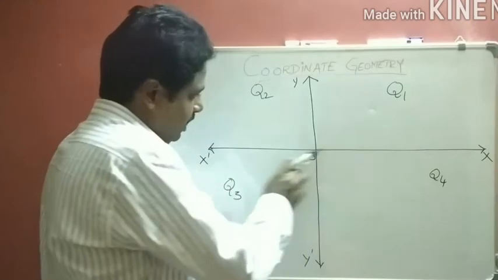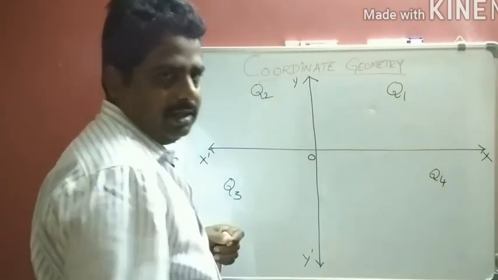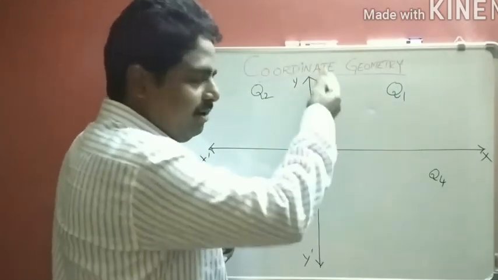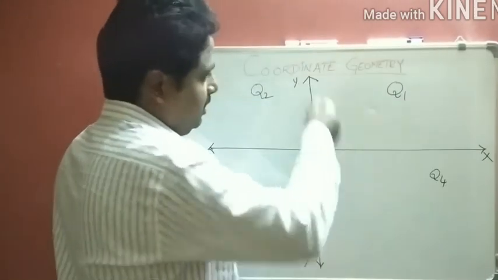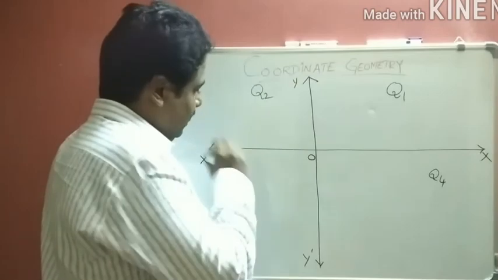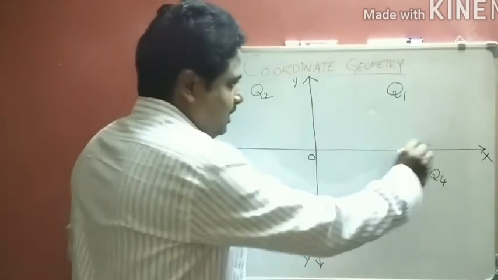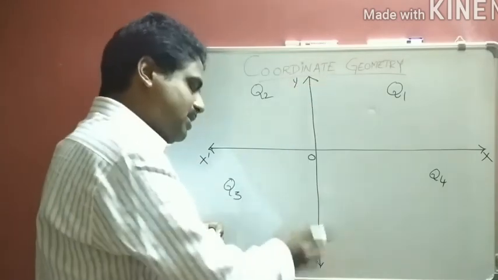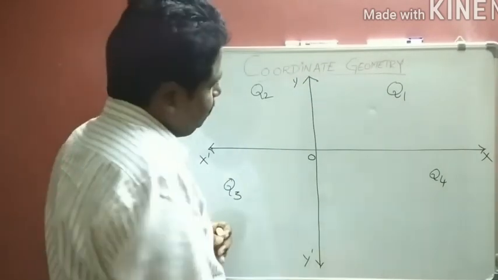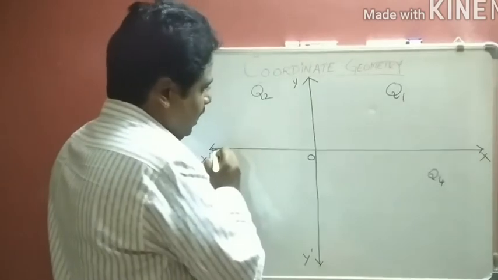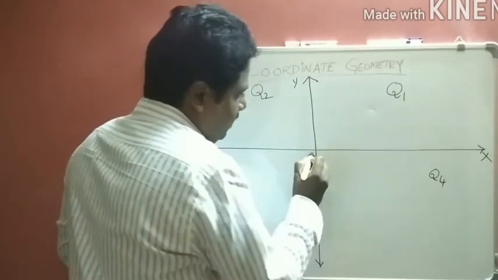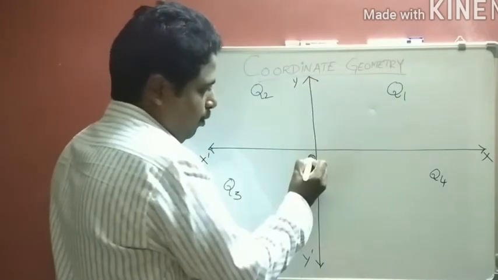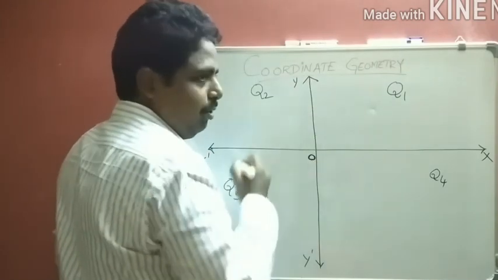Here X O X dash is called the horizontal line and Y O Y dash is called the vertical line. This horizontal line is taken as a real number line, and this vertical line is also a real number line. At the intersection of the horizontal and vertical lines, we have O, the origin, which is 0.